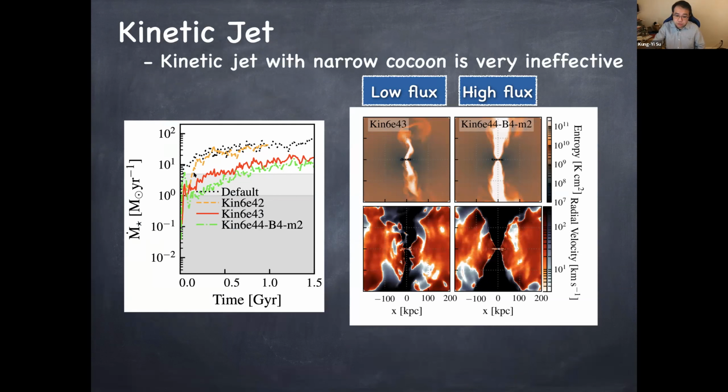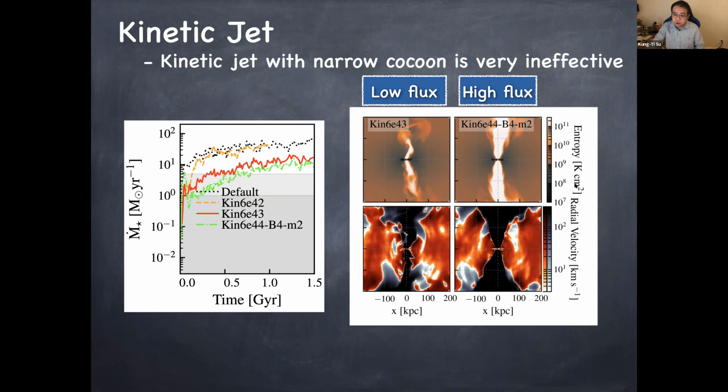The black line is the run with no jet at all, and the other 3 runs have different energy fluxes, ranging from a few times 10^42 ergs per second to a few times 10^44 ergs per second. So these are narrow kinetic jets with different energy flux. As you can see, if you are injecting more energy but not making the jet cocoon much wider, it does not necessarily quench more efficiently. As you can see, none of the runs is quenched.